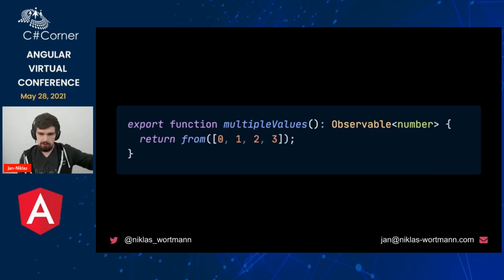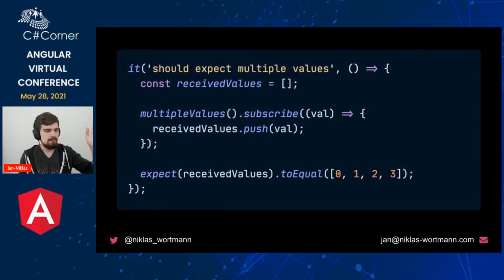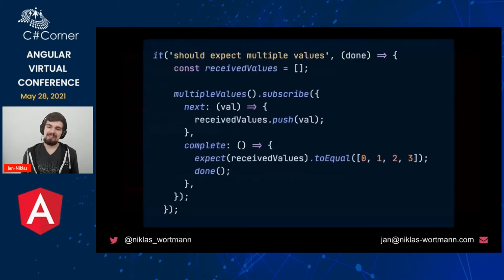So the code looks like that, and I now use from just to make it a little bit easier. And this is now also executed synchronously. But what I like to apply here, and this is a pretty straightforward pattern, is just storing the values in an array and then doing a manual expectation on that.